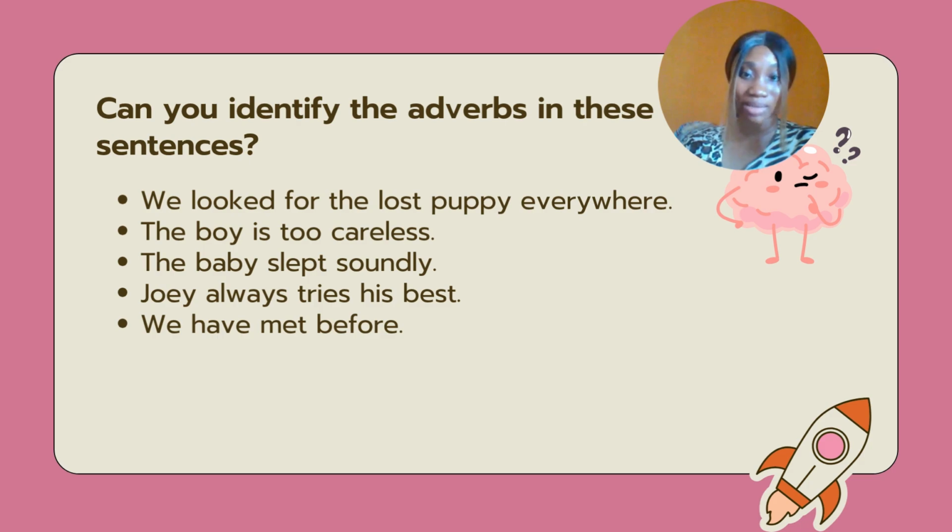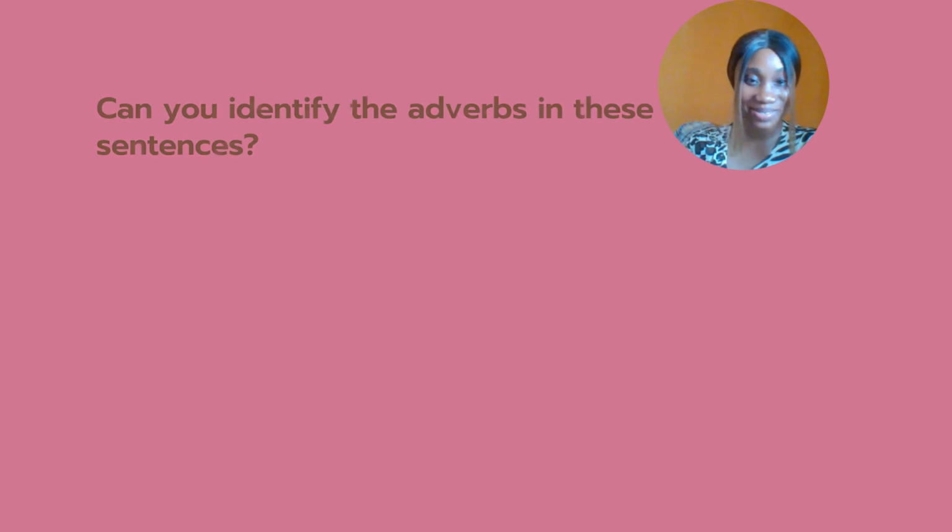Sentence number one: we look for the lost puppy everywhere. The boy is too careless. The baby slept soundly. Joey always tries his best. We have met before. So, can you identify the adverb in those sentences and tell me what kind of adverb you were able to identify in each of those sentences?